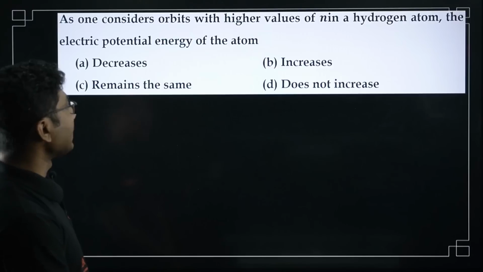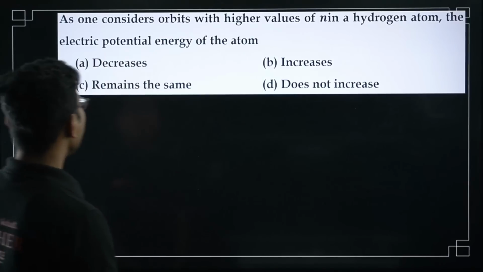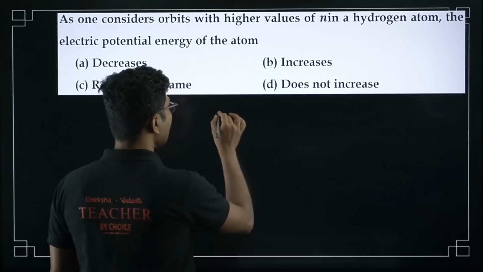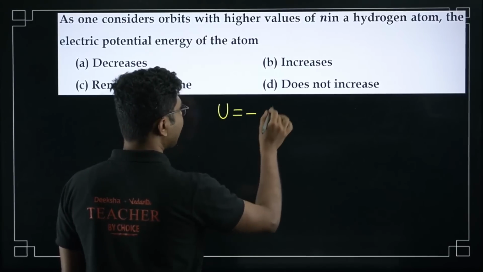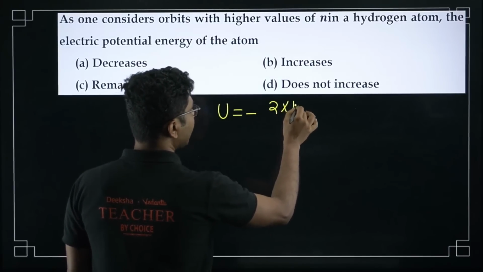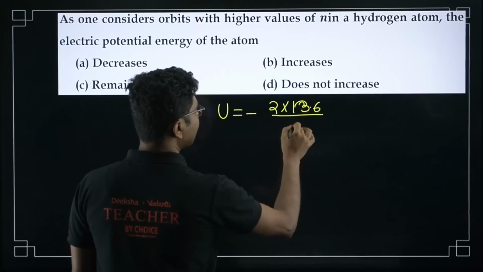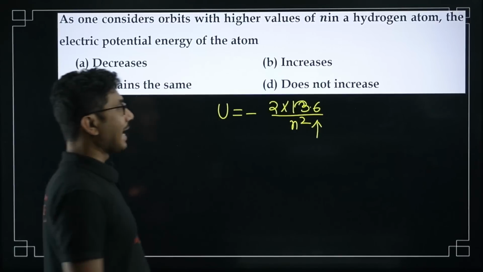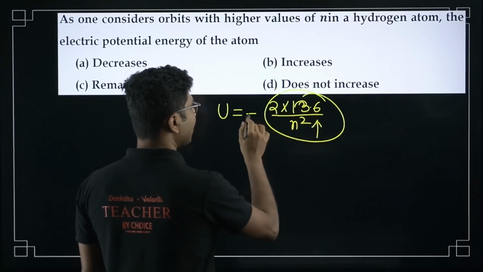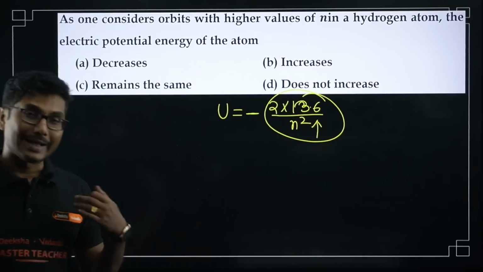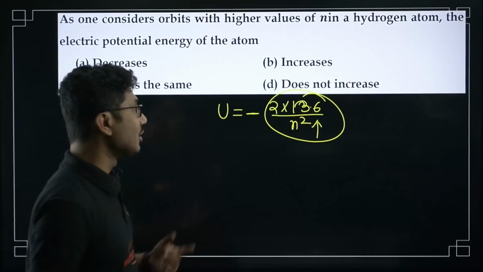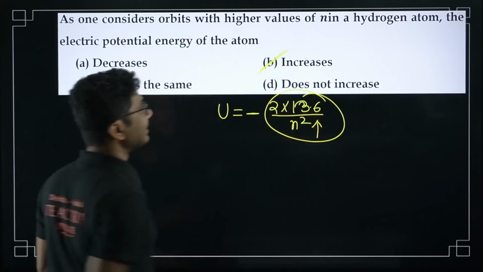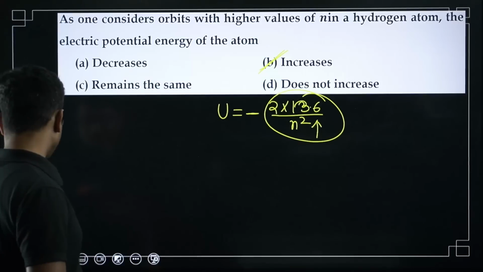As one considers orbit with higher values of n in hydrogen atom, the electric potential energy of the atom increases, decreases, remains same, does not increase. So electric potential energy is basically given by minus 2 into 13.6 by n square. So if you increase the n, the magnitude of U decreases. But because it's a negative value, the negativity decreases, that means it is increasing. So potential energy is actually increasing. So potential energy increases with the increase in the number of n.